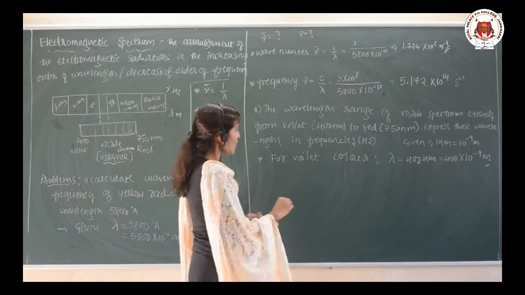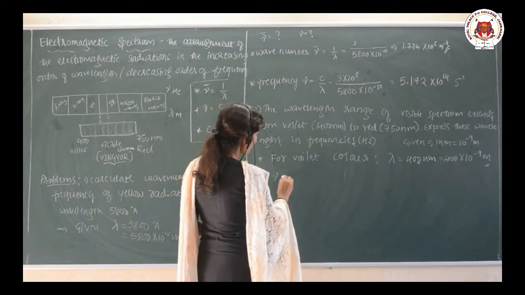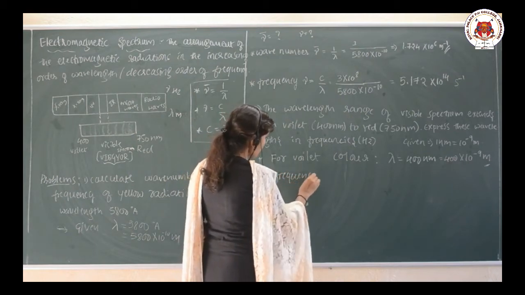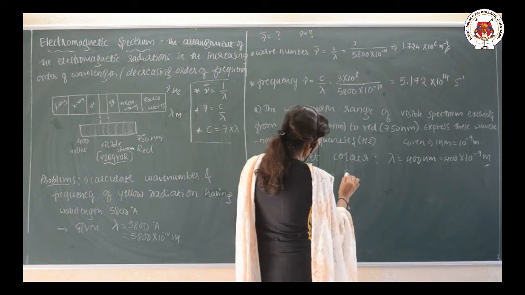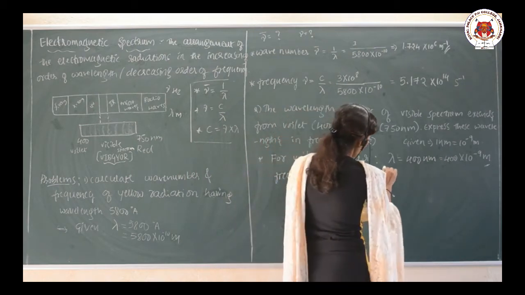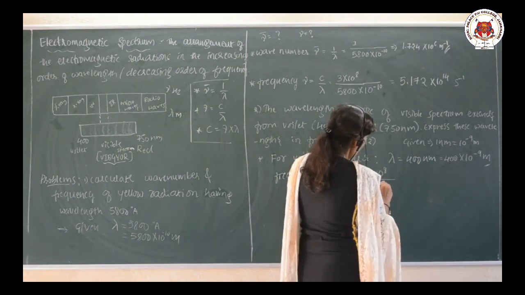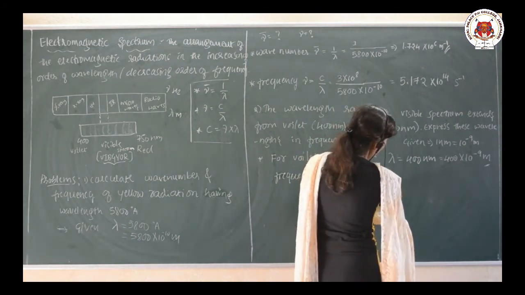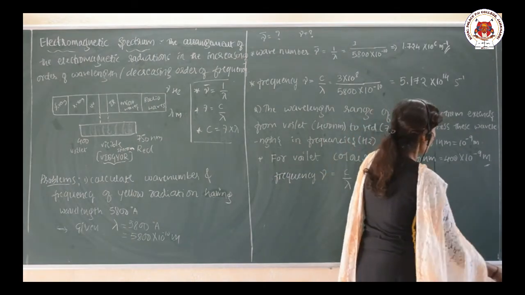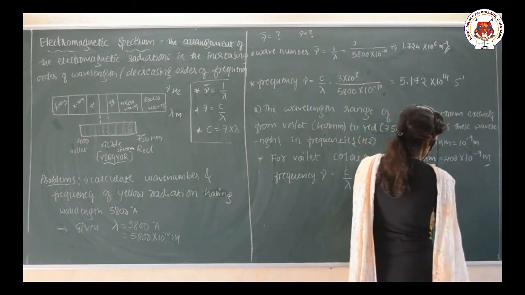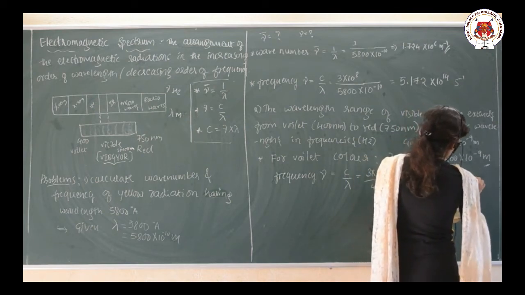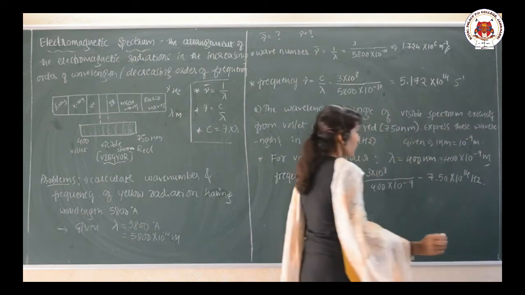Now, what have they asked? Frequency. Frequency nu is equal to c by lambda. We know that c is 3 into 10 to the power 8 and the lambda value is 400 into 10 to the power minus 9. So, if you calculate this, 7.50 into 10 to the power 14 hertz.